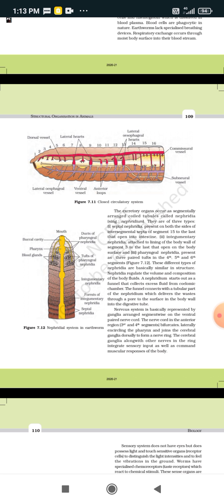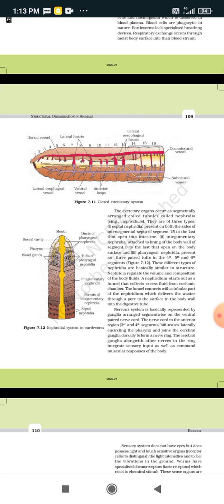Now how does a nephridium look? It is in the form of a funnel which is connected with the nephridium, which delivers the waste through a pore on the surface of the body wall into the digestive tube. So what is nephridia doing? It is collecting all the waste material from the body and delivering it to the digestive tube.